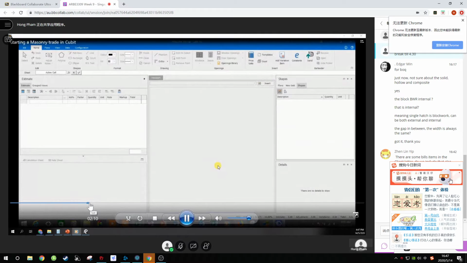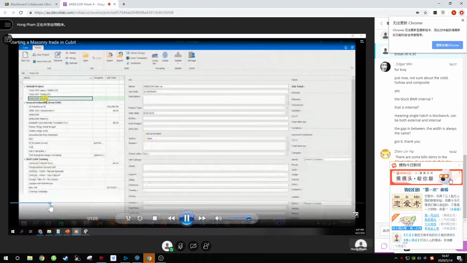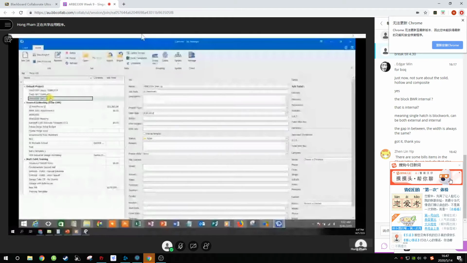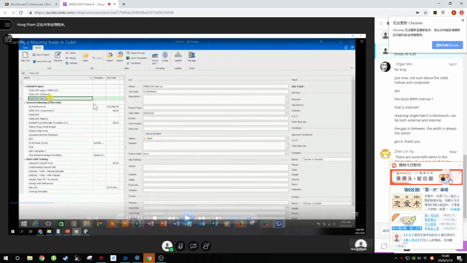Anyway, started up the job, and it is in green. Double click, or I can click on this open button up the top. This video is in Blackboard. You can always follow it to learn how to do an indent to create the BOQ. Next week we will do one example for that.